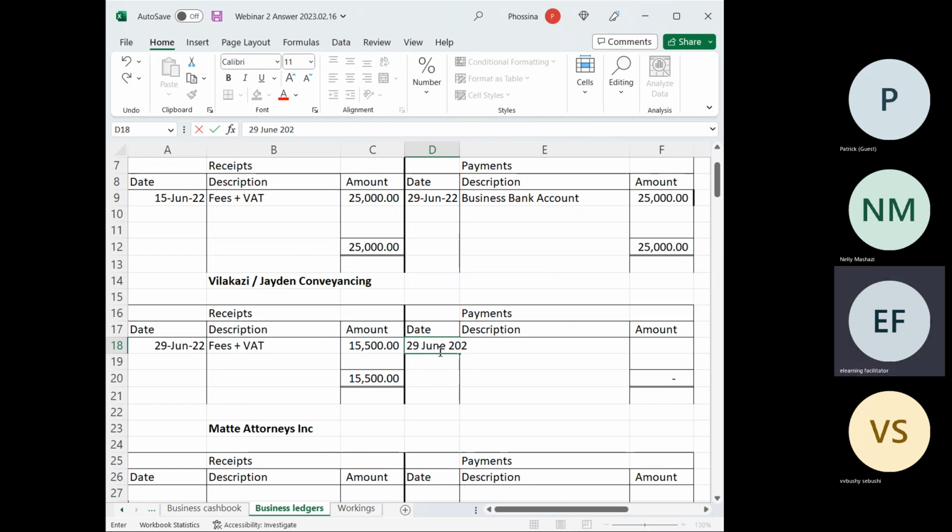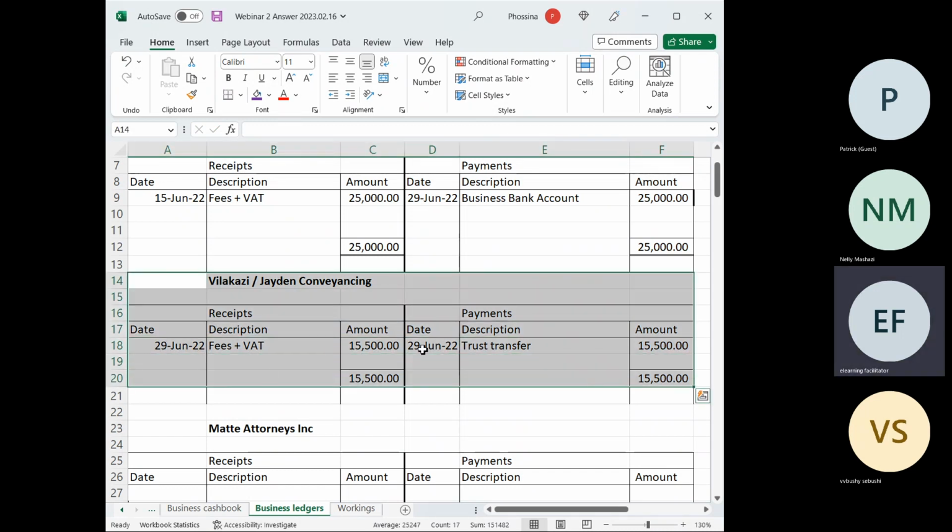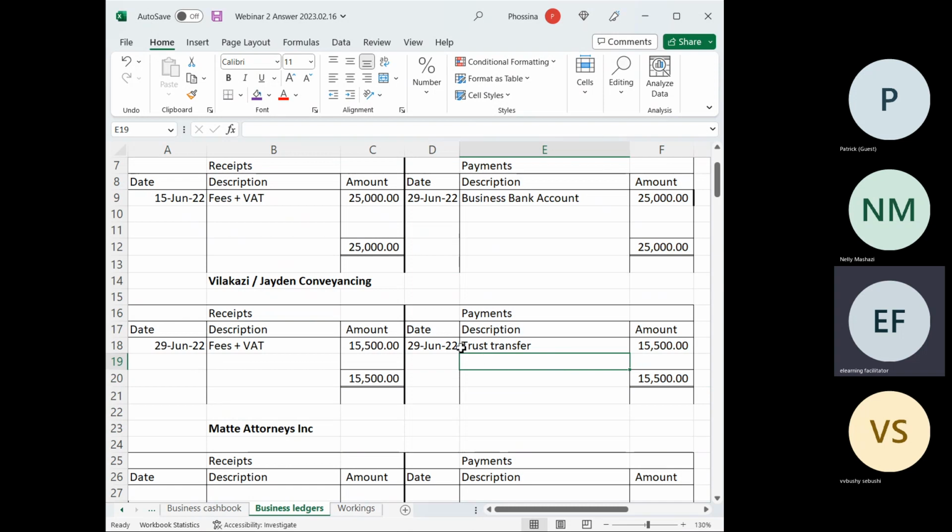So we are now reducing what our debtor is owing the firm, because the fee was received through a trust transfer. So in the client's ledger, there's no need to split. If you split, yes, I would mark it, but you are giving yourself too much work. So we just show what we have received. The other ledgers are the ones that help us with the split. It shows where the money is going.